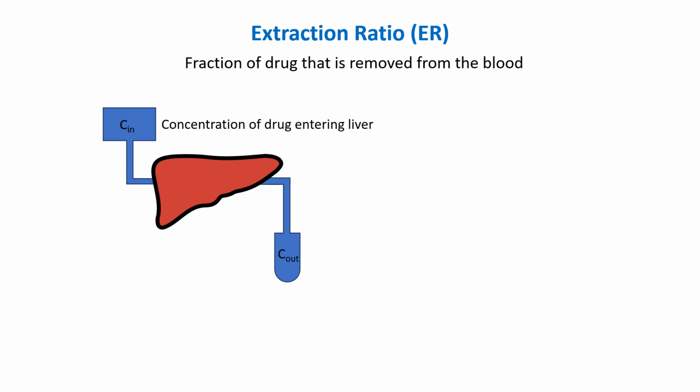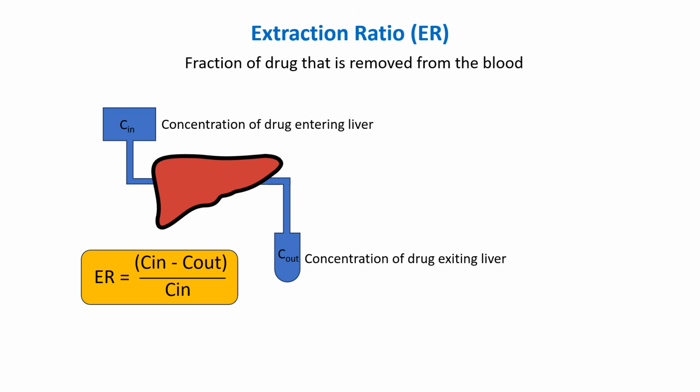C-out, measured in hepatic vein, reflects the amount of drug that remains after the liver has metabolized or removed a portion of it. This provides a direct measure of the liver's metabolic activity. By comparing the drug concentration in the hepatic artery and vein, one can calculate the hepatic extraction ratio. For example, if C-in is 100 mg per liter and C-out is 20 mg per liter, then the extraction ratio is 0.8. This means that 80% of the drug is extracted by the liver, leaving 20% in circulation.